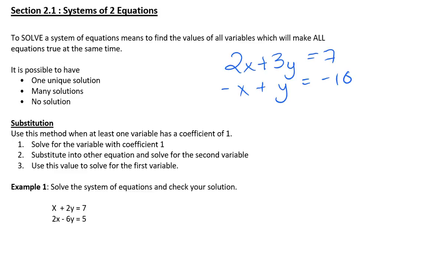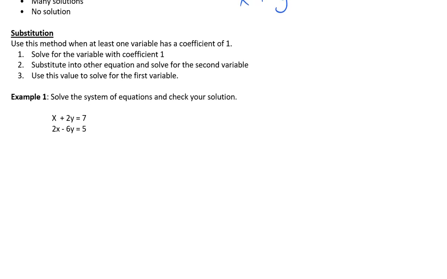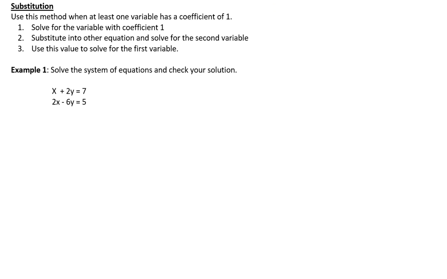The first method that we're going to consider is substitution. This method is helpful when we have an equation that has at least one variable with a coefficient of 1. What we'll do is solve for the variable that has the coefficient of 1, substitute this into the other equation to solve for the second variable, and then work backwards with the first to solve for the first variable.